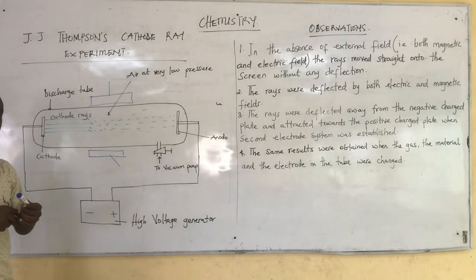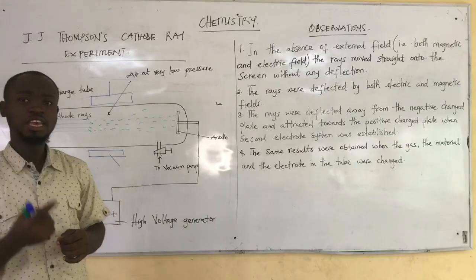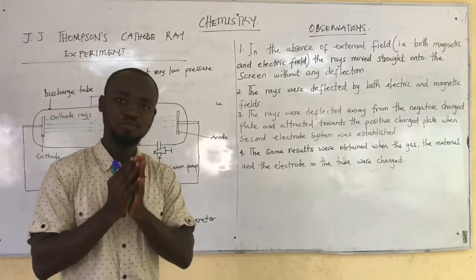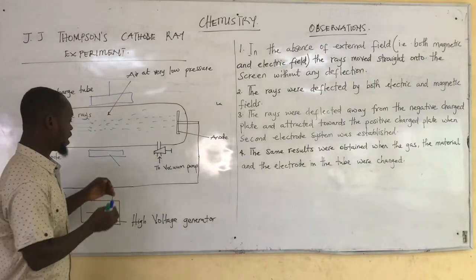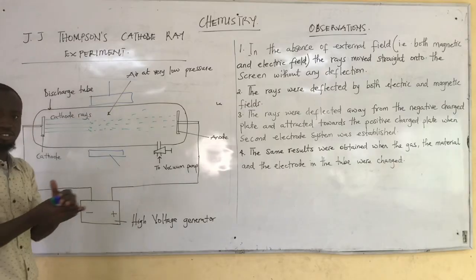That was another observation. So to validate his curiosity, he then introduced another external field, that is the electric field. So Thomson introduced another electrode system or an electric field around the tube.